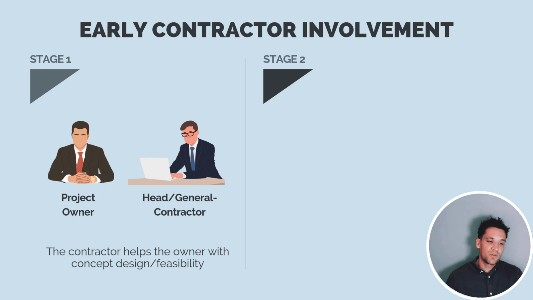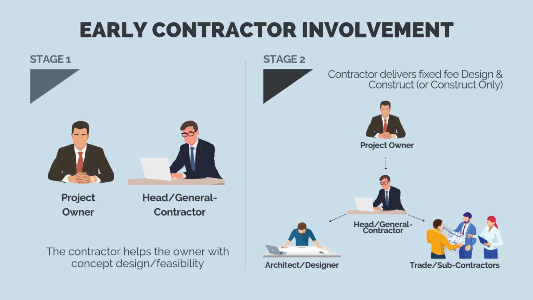So early contractor involvement is a two-stage process. In the first stage, the project owner and the contractor get together to develop the project scope, the concept design, and feasibility. There's a second stage where the owner then issues this to the market as a design and construct or EPC contract, and engages the head contractor for the detailed design and the construction services. This second stage may be competitive or it may not.